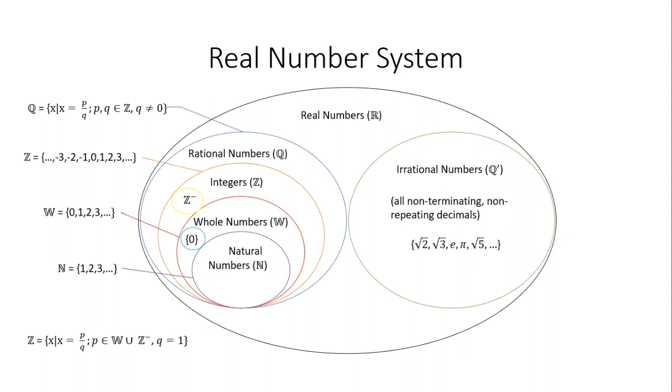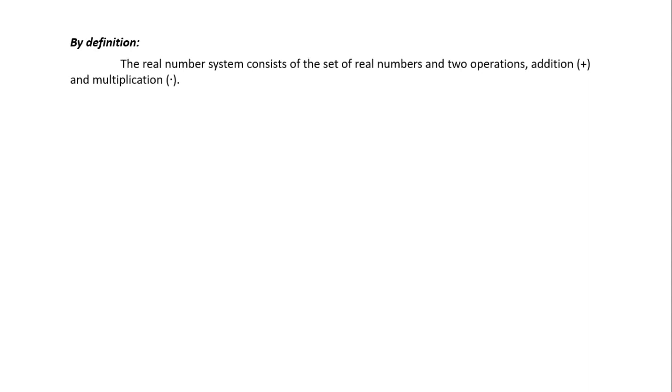So now, let's move on to the properties of real numbers. By definition, the real number system consists of the set of real numbers on which the two operations, addition and multiplication, are defined so that every pair of real numbers has a unique sum and product. This leads us to the field axioms, which govern the manipulative properties of the real numbers.